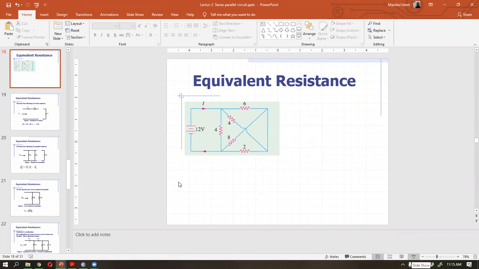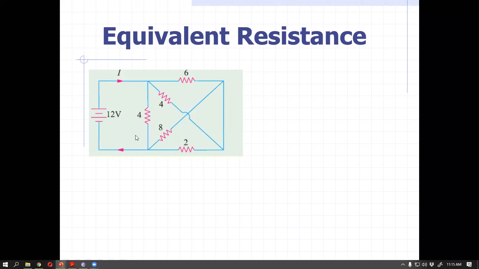Okay, if you find the equivalent resistance, there are two rules. At first we know that our voltage source must be opened, so our voltage source first open. Then we calculate our equivalent resistance, that is the total resistance. If we have the total resistance, we know that I is equal to V by R. R means total resistance, R equivalent, and I means total I. So V, already known that this V is equal to 12 volt.